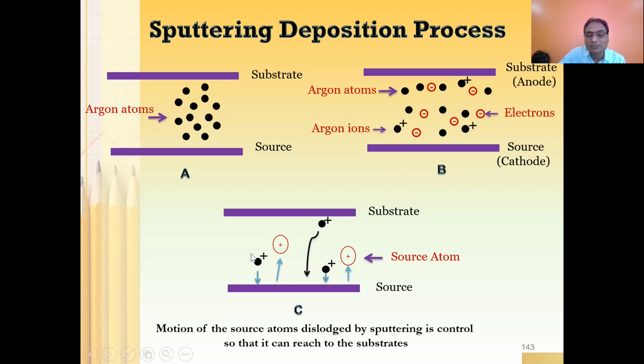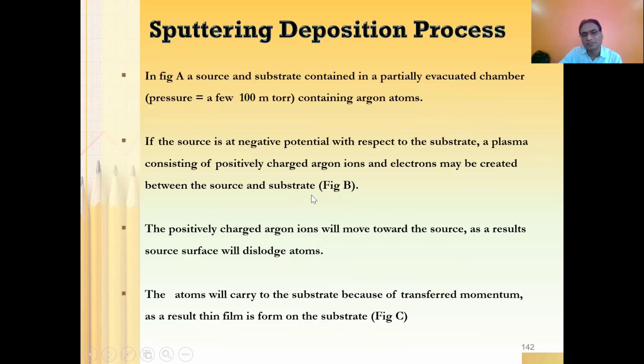When these positive ions bombard the source, there will be dislodging of some atoms from the source material. These atoms are going to be deposited on the substrate. So dislodging of some atoms from the source material, and they are going to be deposited on the substrate. This is what happens in the sputtering deposition process, right?